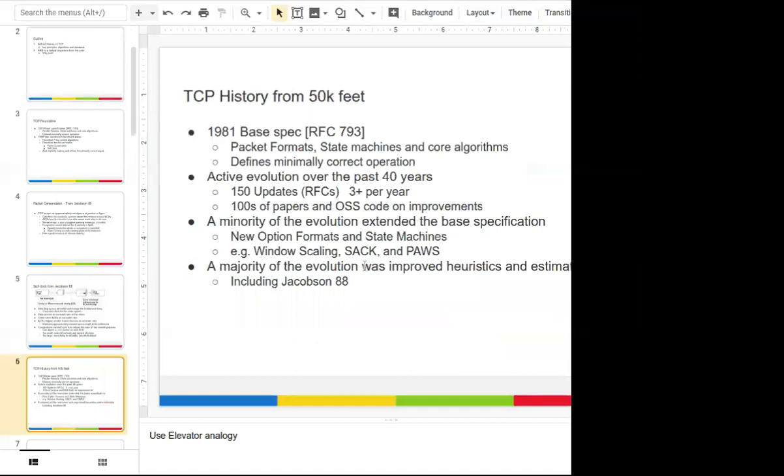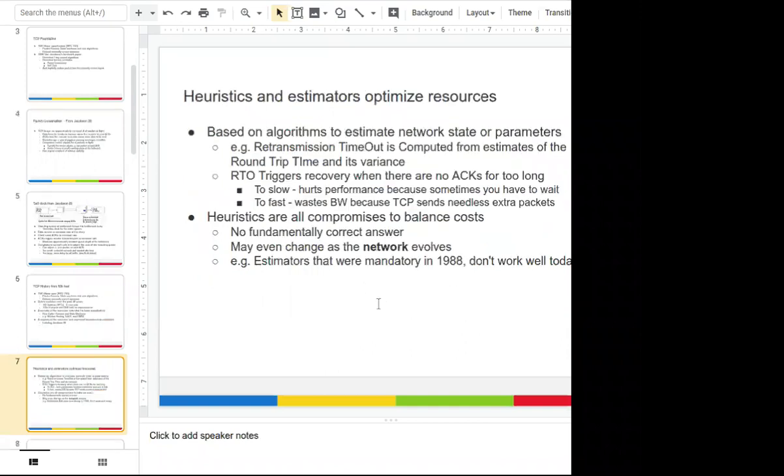Taking a step back, over 40 years there have been more than 150 RFCs and probably thousands of papers and open source code on making improvements. A very small number of those documents actually change packet formats and core state machines, things like window scaling and selective acknowledgement. The vast majority of them are evolutions in the heuristics and estimators that make improvements on how efficiently TCP uses the network.